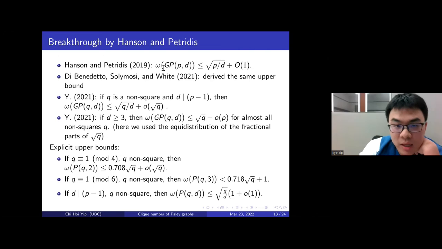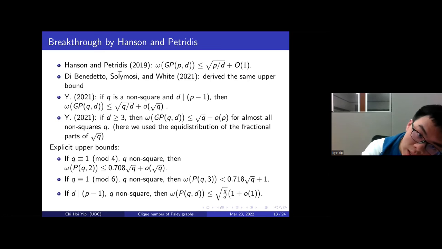Okay, so basically their result is for Paley graph and generalized Paley graph with prime order. But their method cannot be directly applied to Paley graph and generalized Paley graph with prime power order. So that's my contribution. I'm able to show that if Q is a non-square and D divides P minus one, then we have a similar upper bound on the clique number.